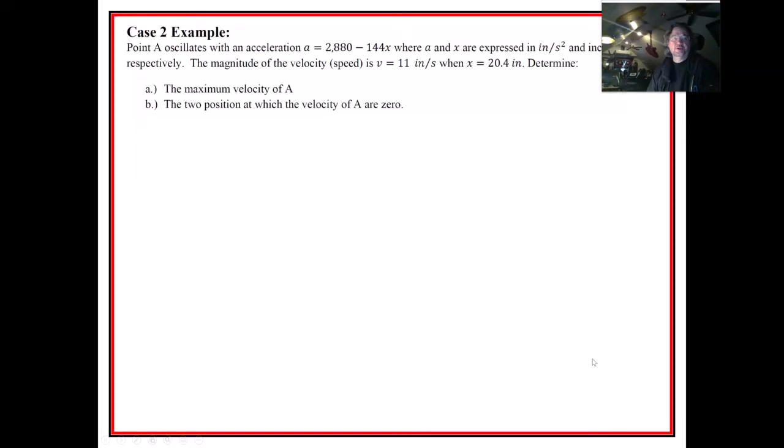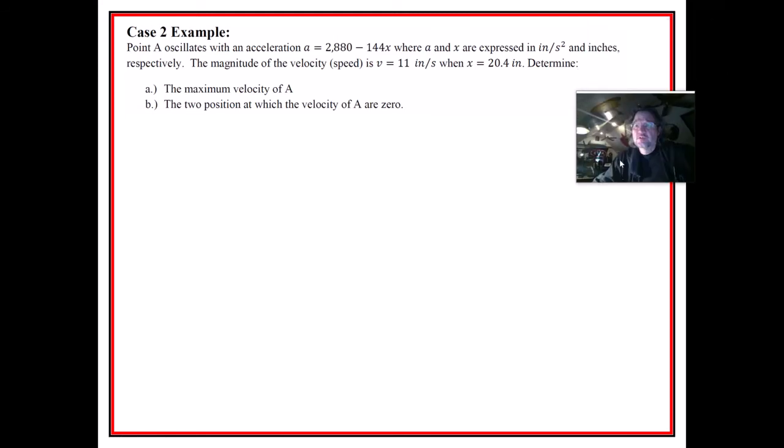Okay, so here is case 2 example out of class 1 for ES211. Let me see, I'll move myself down a little bit.